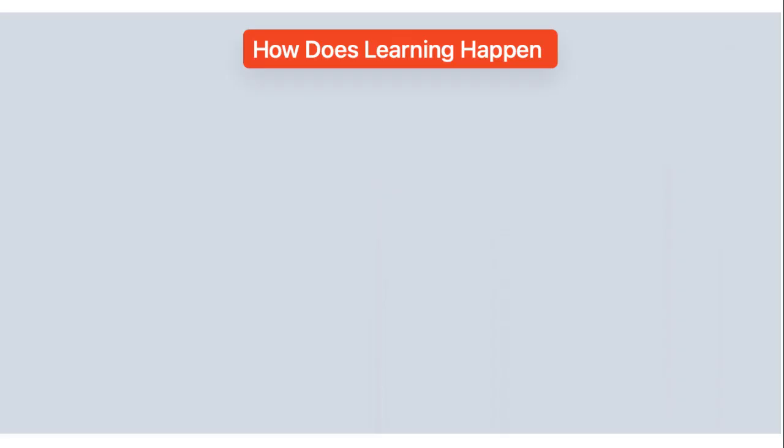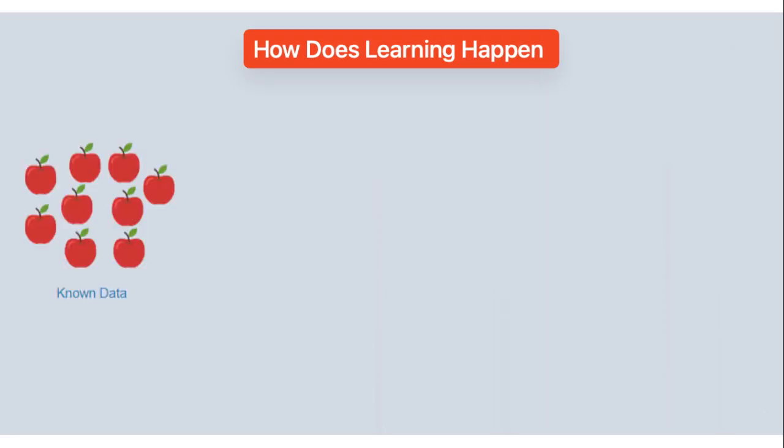You might wonder, how does this learning happen? Let's break it down. 1. Data is key. AI and ML need lots of examples to learn from. This data can be anything: text, numbers, images, videos, or even sounds. Think of data as the fuel that powers AI.